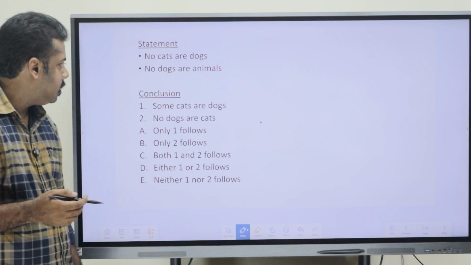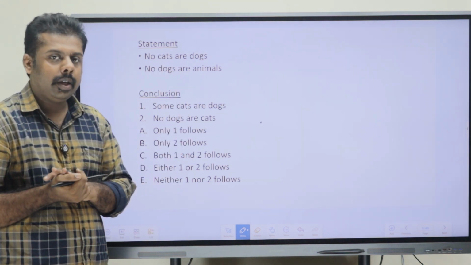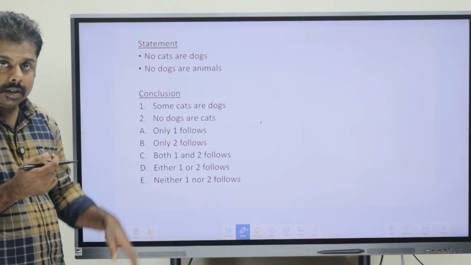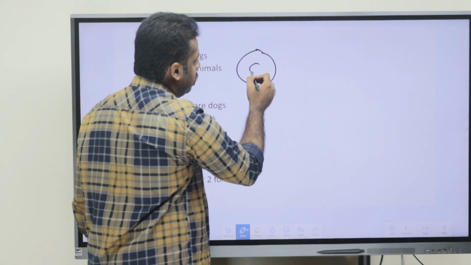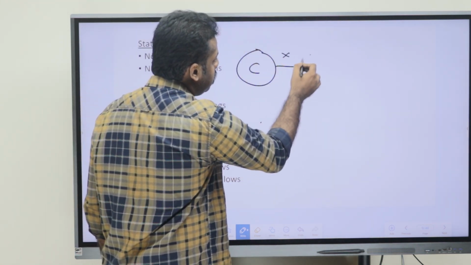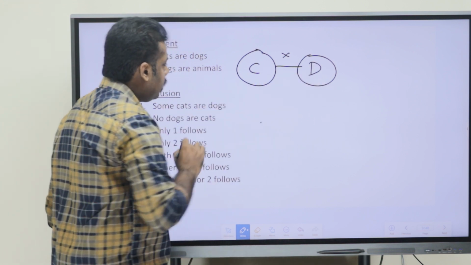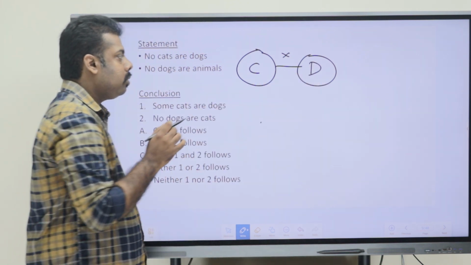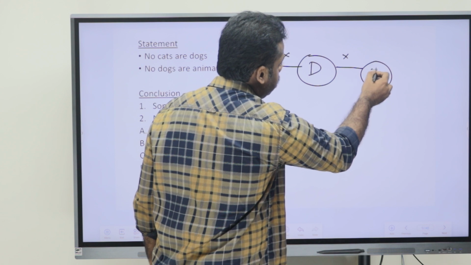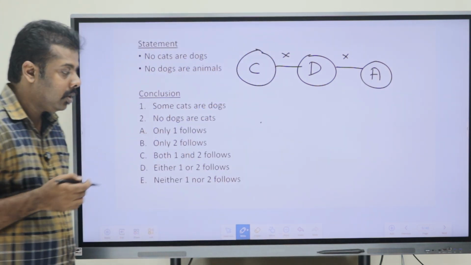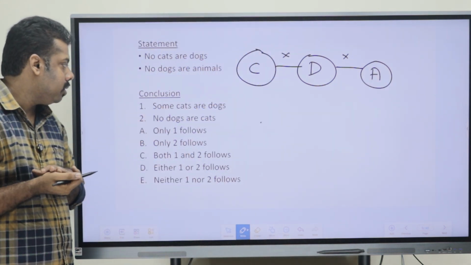Okay, so first what we can do, we can just draw the diagram. So no cats are dogs. So cats and dogs don't have a relation here. Okay, cats and dogs are not having a relation, and dogs and animals are also not having a relation. Okay. Now we can just connect the conclusions.